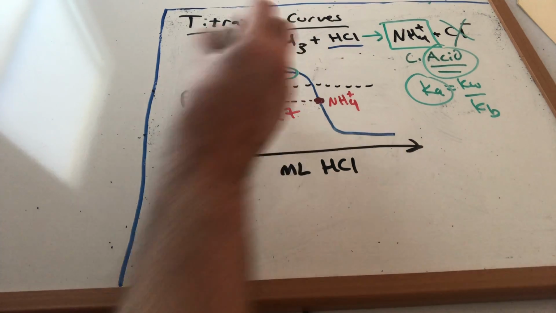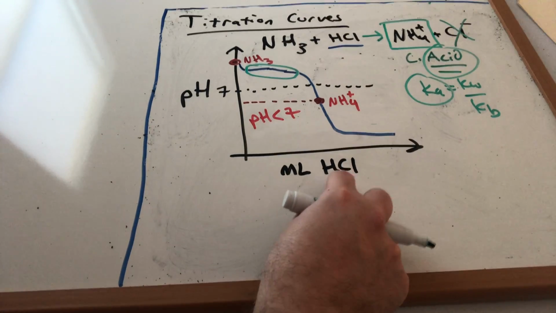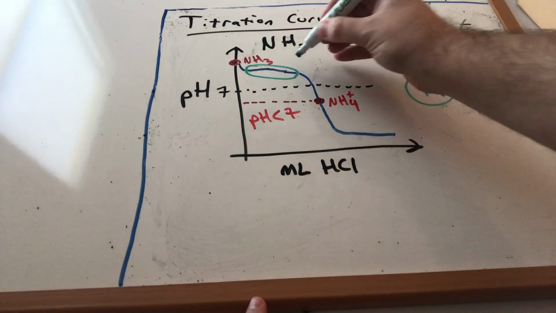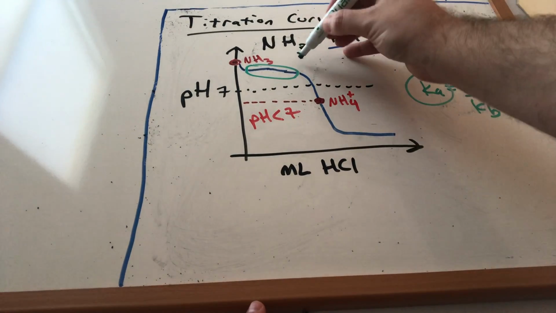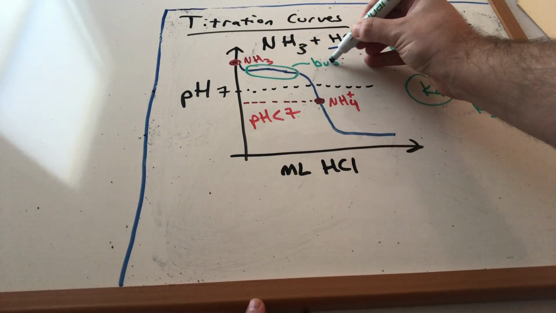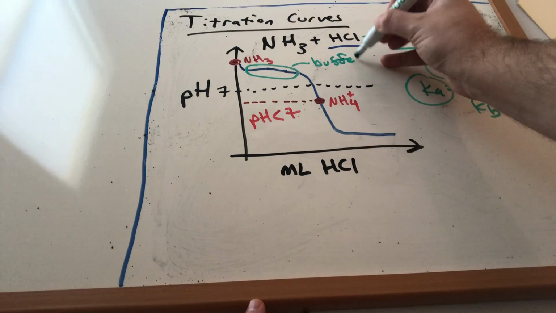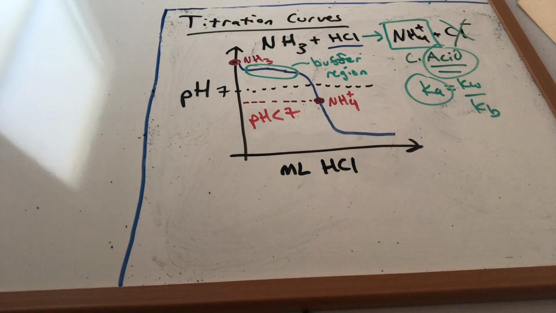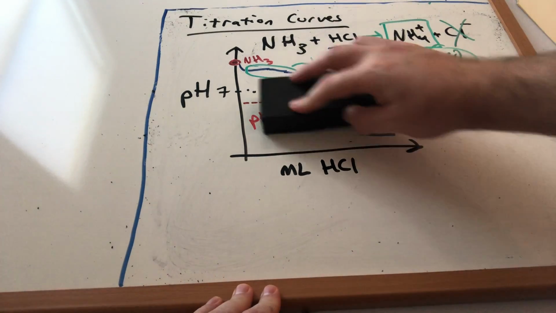This flat region is really important because we're dumping in strong acid, and there's not much change in pH. This region, which involves a weak species interacting with a strong species, is what we're going to call a buffer region. All right, a buffer region. So hopefully you can kind of see the pattern here.